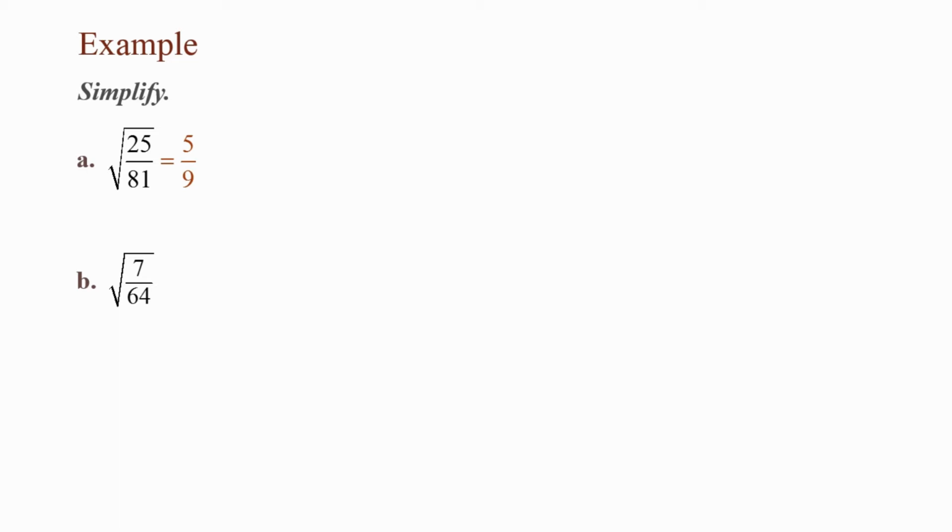For part B, I have the square root of 7 over 64. 7 is not a perfect square, so it needs to stay as the square root of 7. 64 is a perfect square, and the square root of 64 is 8. So I have the square root of 7 divided by 8.